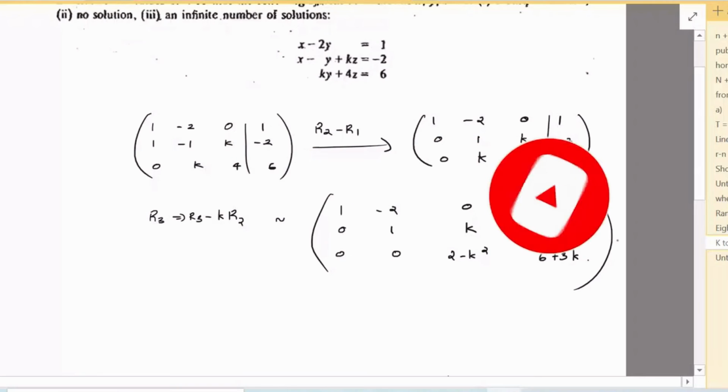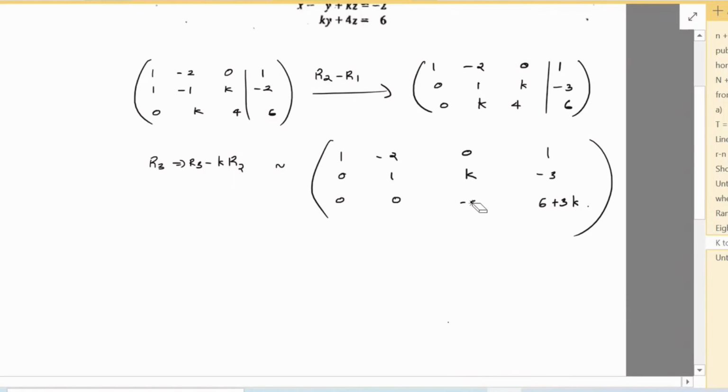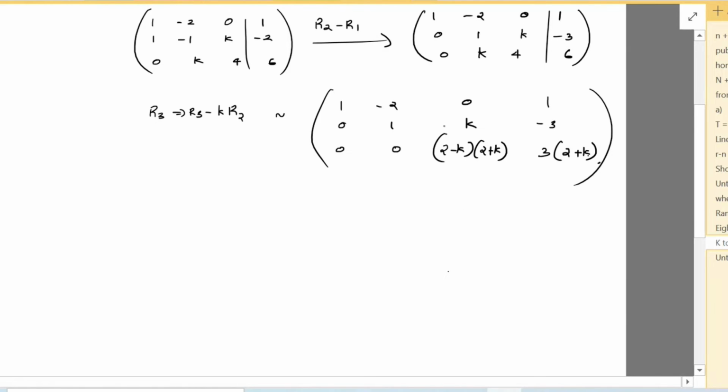6 plus 3k. So this 2 minus k square can be written as a square minus b square is a plus b into a minus b. That is 2 minus k into 2 plus k. And this 6 plus 3k can be written as, we can take the 3 outside. So it is nothing but 3 into 2 plus k. That is 6 plus 3k. So this is the echelon form. Okay. Now look at the third leading coefficient. This third leading coefficient will become 0 when k equal to 2 or k equal to minus 2.